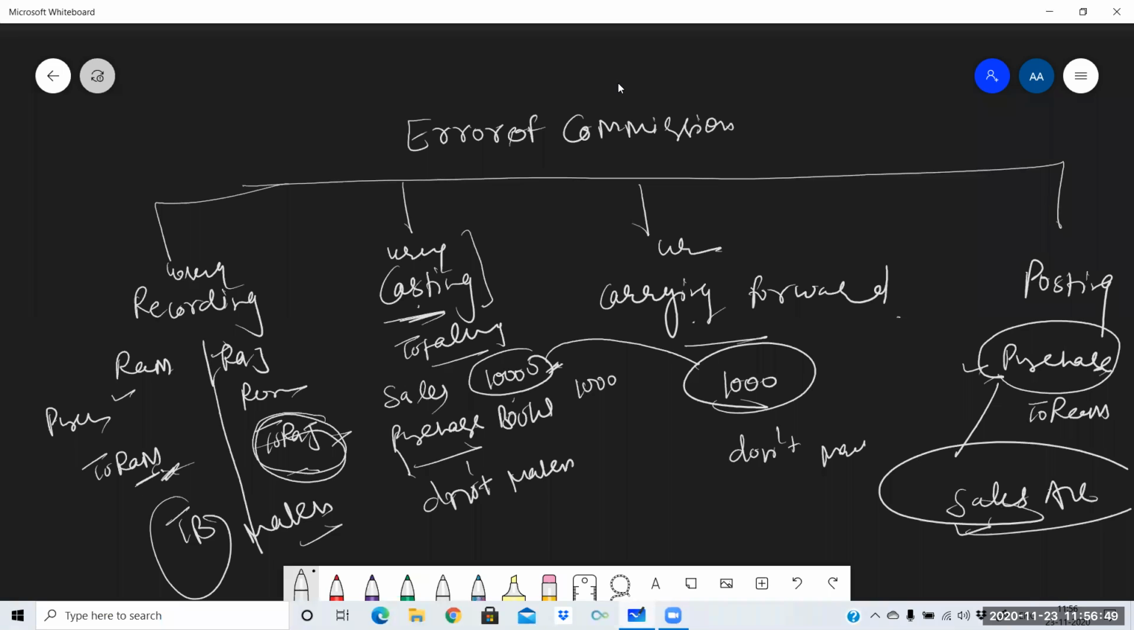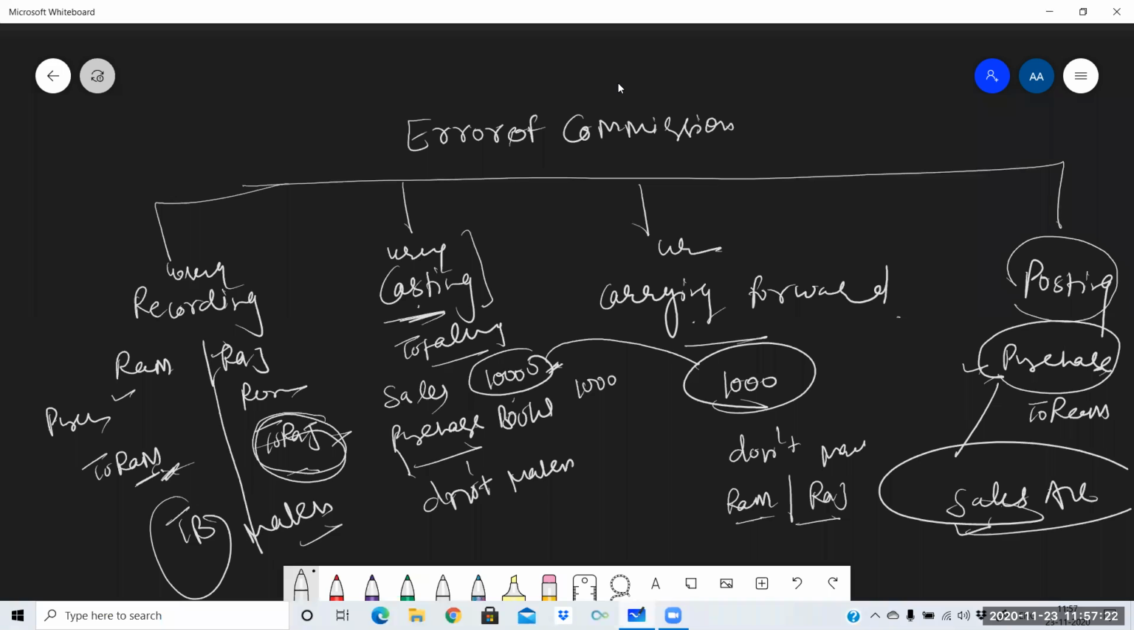But if it is the case that Ram was debited and instead of Ram, we have debited or posted in the account of Raj. So the name of account is incorrect, but the side is correct. So in that case, trial balance will match. So due to the errors of posting, trial balance may match or may not match. If the account is correct, but the side is incorrect, then the trial balance will not match. But if the side is correct and the amount is incorrect, then the trial balance will match.